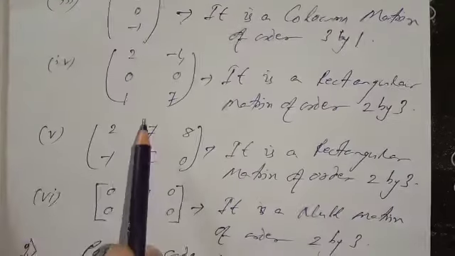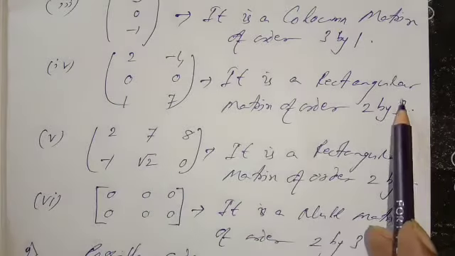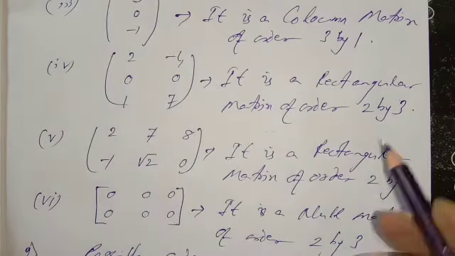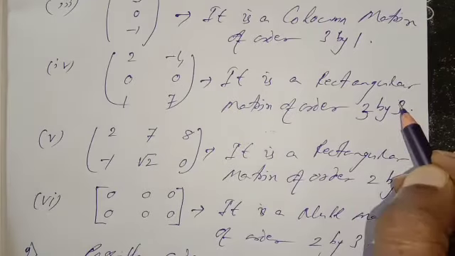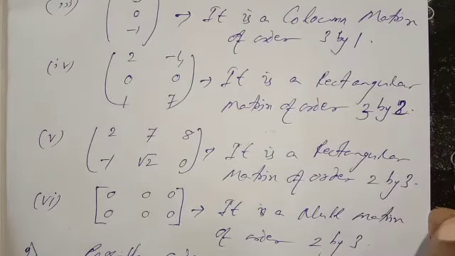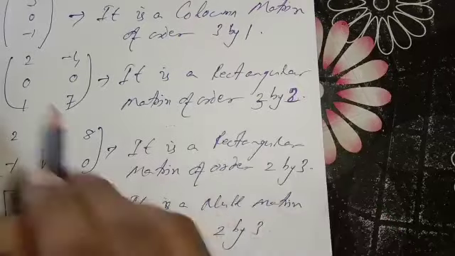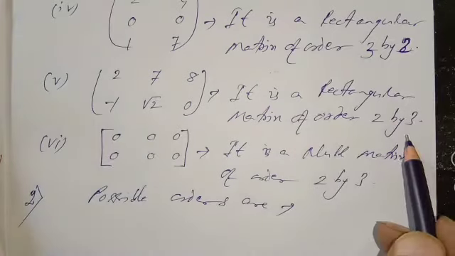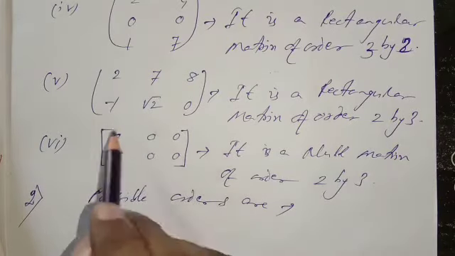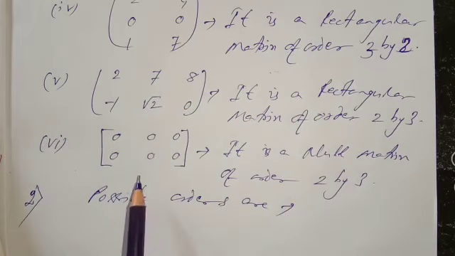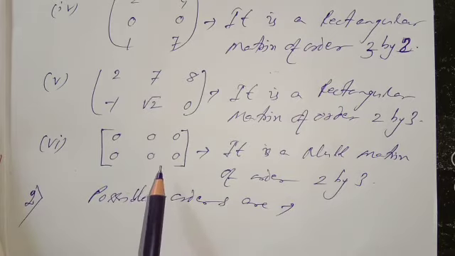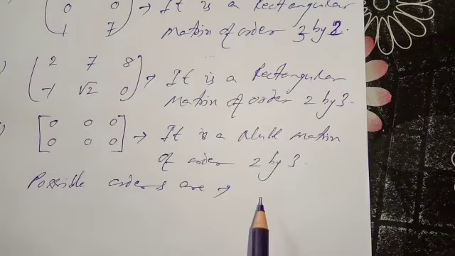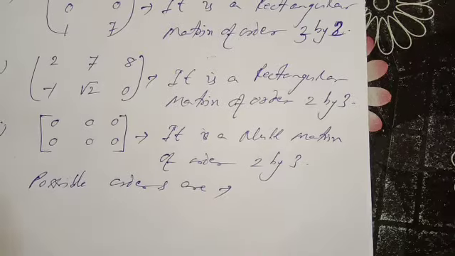The next one is a rectangular matrix of order 3 by 2, having 3 rows: first row, second row, third row, and 2 columns. The next one is a rectangular matrix of order 2 rows and 3 columns. The last part of number 1 is a null matrix or zero matrix of order 2 by 3, 2 rows and 3 columns. And for number 2, let us see the question.